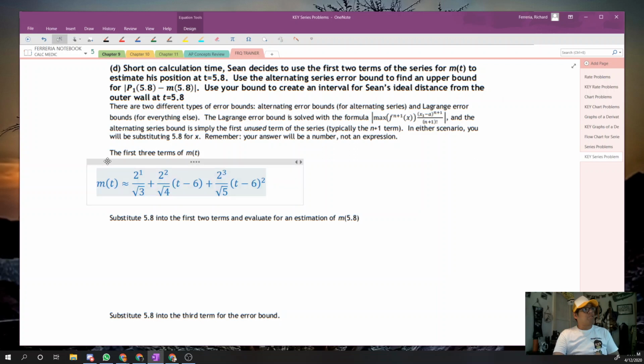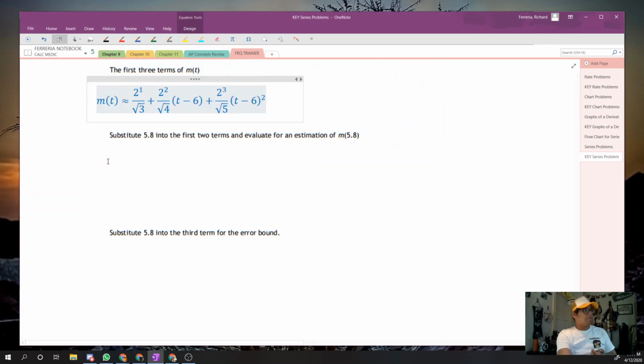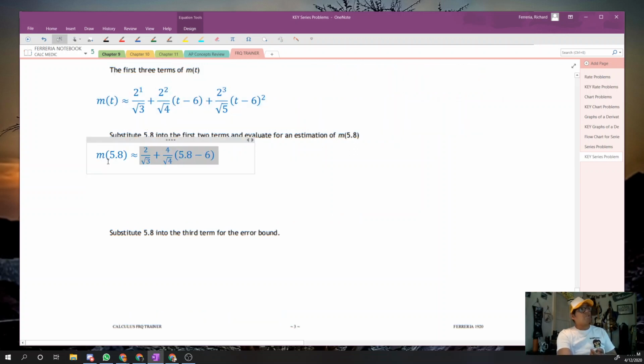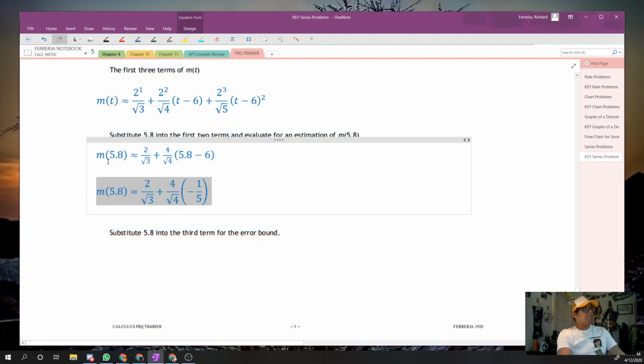Now that I have the first three terms, I'm going to substitute into all of them, but for the error, I'm just going to look at the first two terms. So let's take the first two terms and we'll substitute 5.8. So here are the first two terms. Substituting 5.8 gives me 2 over root 3 plus 4 over root 4 multiplied by negative 1/5.